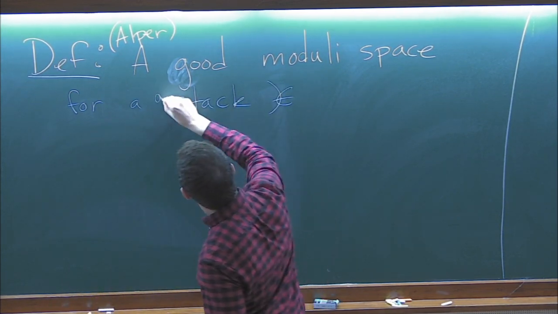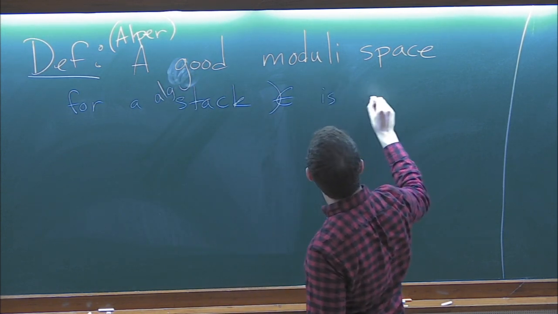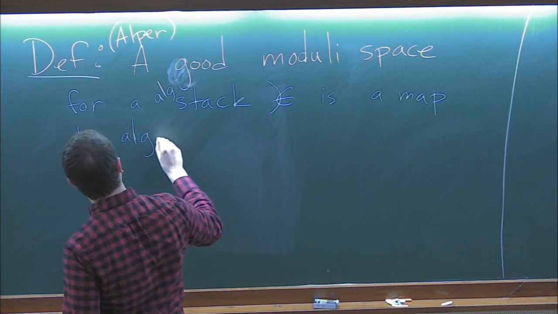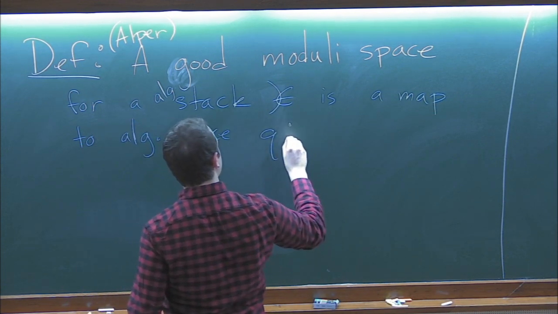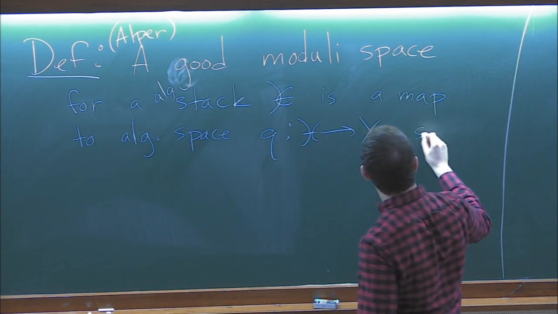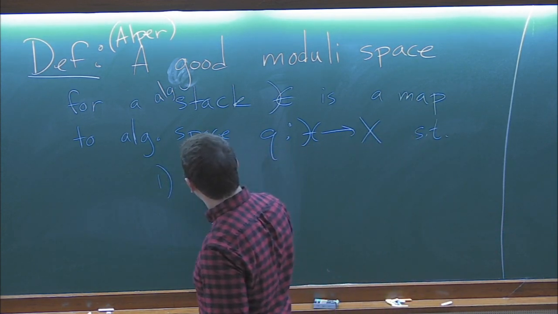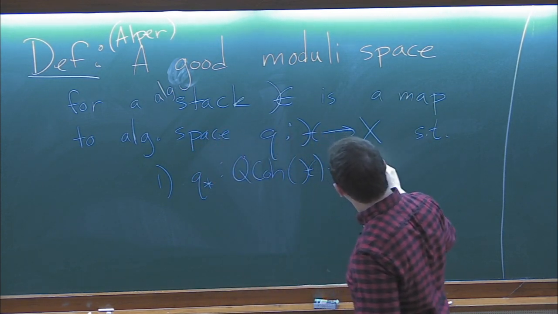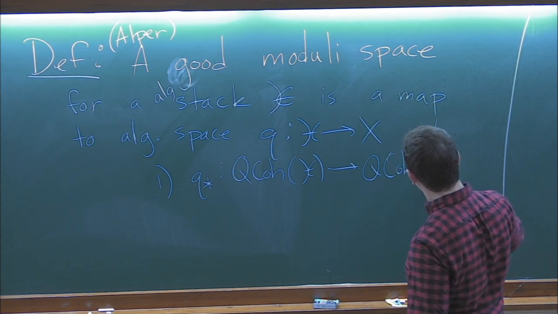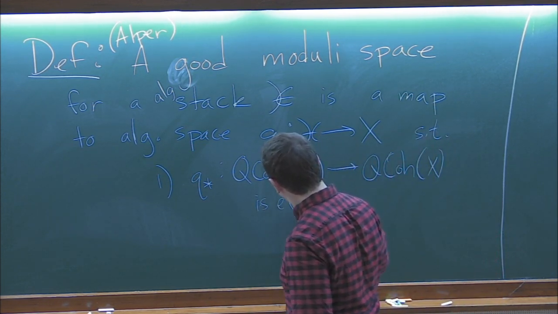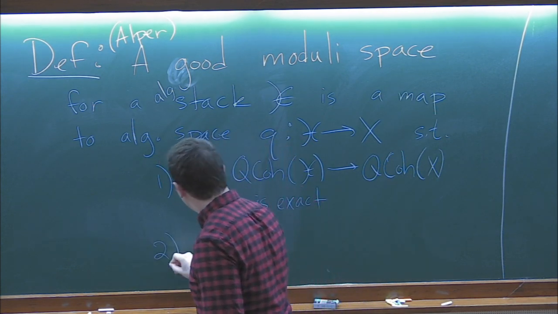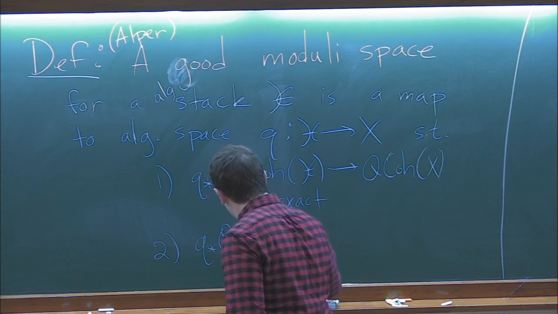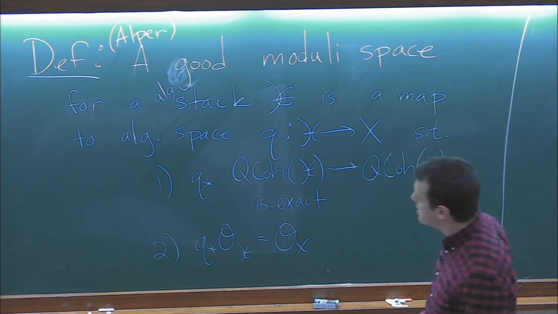So for an algebraic stack, X is a map to an algebraic space, such that, and then there are only two hypotheses. One is that the pushforward from quasi-coherent sheaves on the stack to quasi-coherent sheaves on X is exact. And two is that the pushforward of O is O. There's a canonical map like that, and it's an isomorphism.